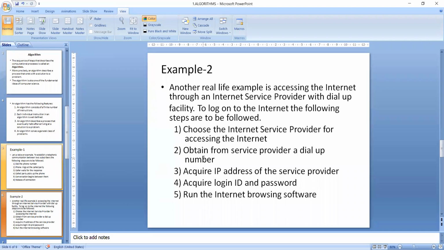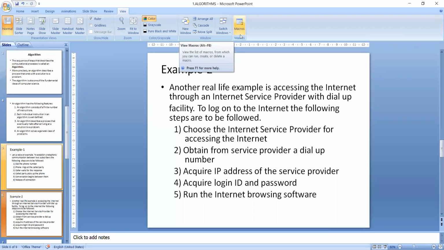First of all, choose the internet service provider. For example, in our village we have BSNL as the internet service provider. For accessing the internet, step 2, obtain a dial-up number from the service provider. Step 3, acquire the IP address of the service provider.